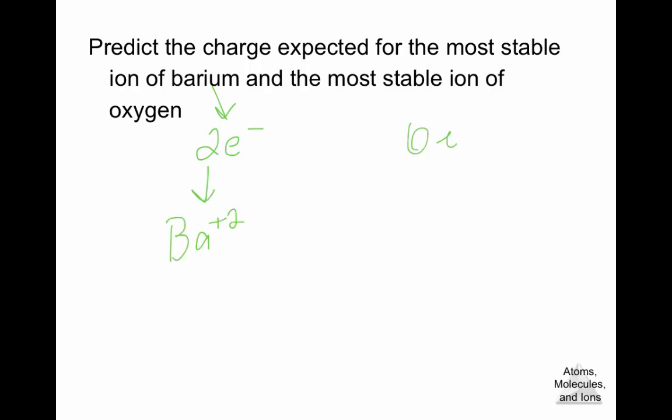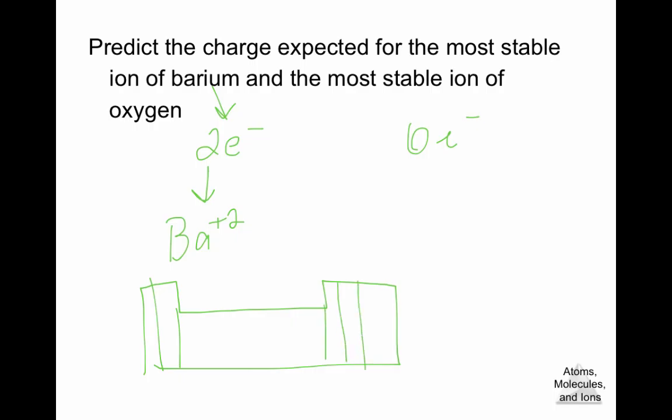Oxygen has 6 valence electrons. If you remember on the periodic table, if I can draw this, you have group 1, 2, skip the transition metals, 3, 4, so we have +1, +2, skip transition, +3, ±4, -3, -2, -1, 0 for the noble gases. So we look and see what family it's in. Barium is +2, oxygen is -2.